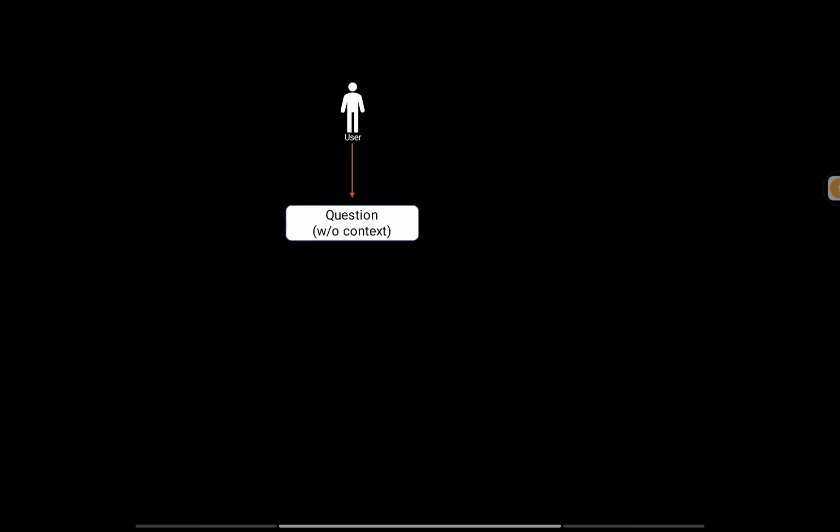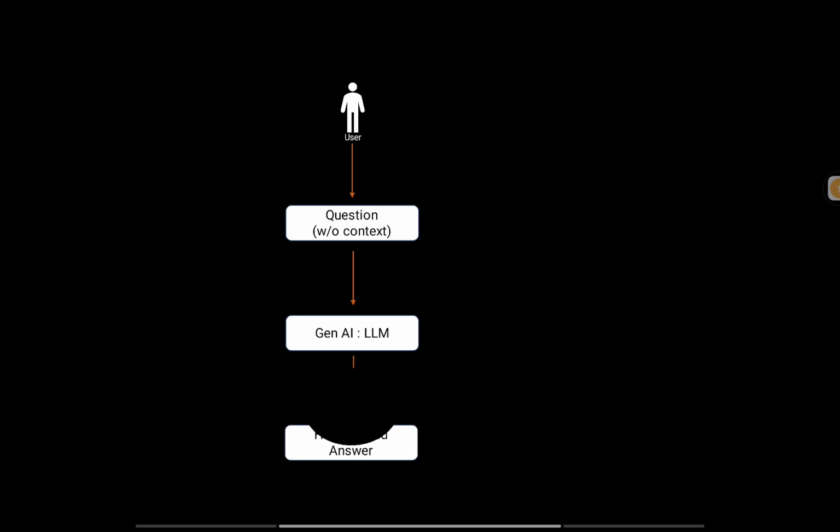Just to give you a visualization, a user comes with a question. That question may not have the context, and the information that is required to answer this question may not be available to the LLM, right? So this question without context gets passed to the LLM, and the LLM gives back an answer which is kind of a hallucinated answer, and it is not relevant to the question we are asking. So for this case, we want to use the concept of RAG, and we want to reduce the hallucination with the help of RAG.